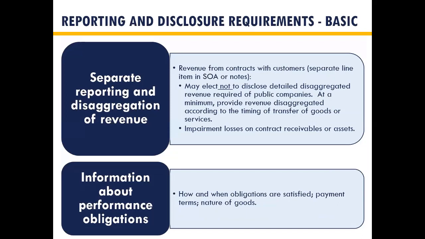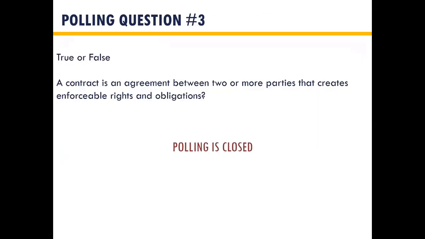So unlike 2018-08, there's a little bit of disclosure requirement associated with this standard. So you can see those items there. Some of these items can be satisfied on the face of the statement of activities or within the notes to the financial statement. Going to go through our next polling question. All right, here the third polling question is another true or false. All right, the answer is true. A contract is an agreement between 2 or more parties that creates enforceable rights and obligations.